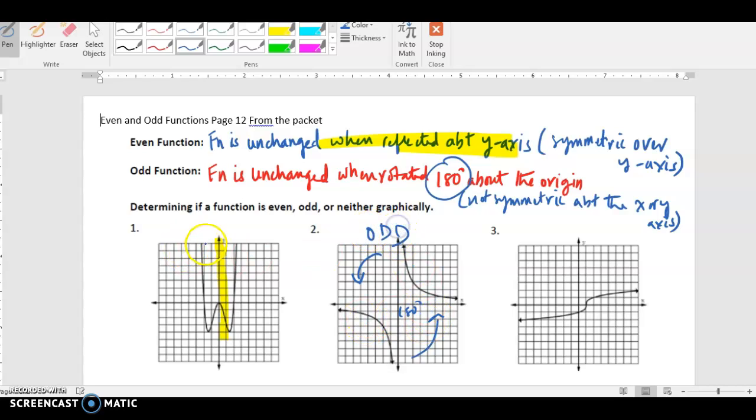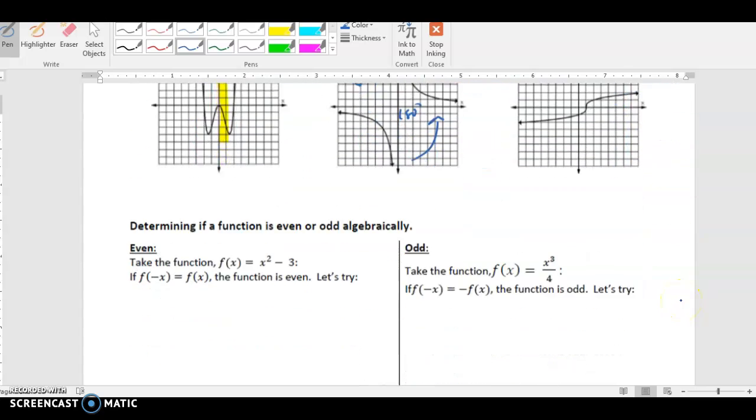So this function is odd, this is even. And when neither of these things happens, that would be a neither case. Okay, so this is how you would see this graphically.